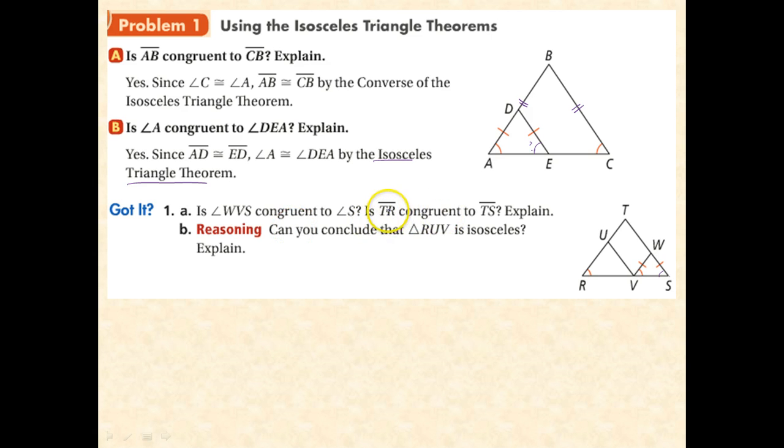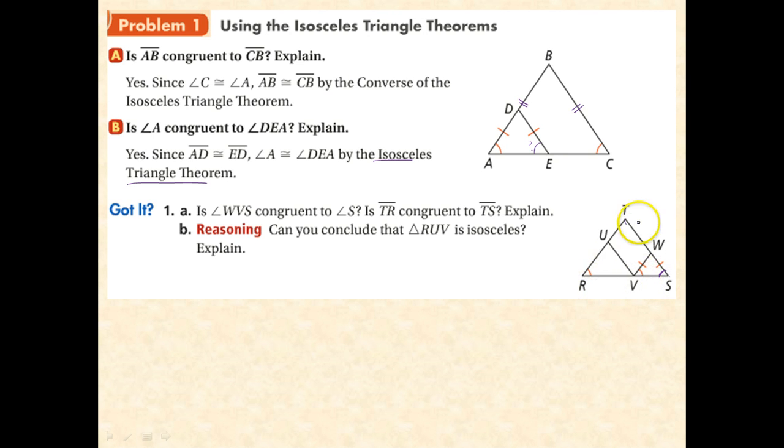Is segment TR congruent to segment TS? So is TR congruent to TS? Well, we were given that angle R is congruent to angle WVS. We had these both red guys right here. And we now know that angle S is congruent to angle V. And so by the transitive property of congruence, if S is congruent to V and V is congruent to R, that means that S is congruent to R.